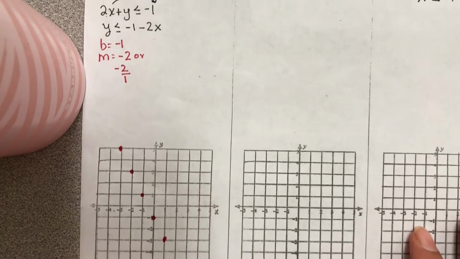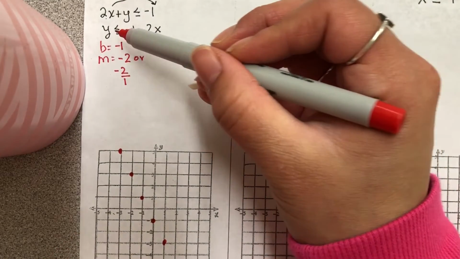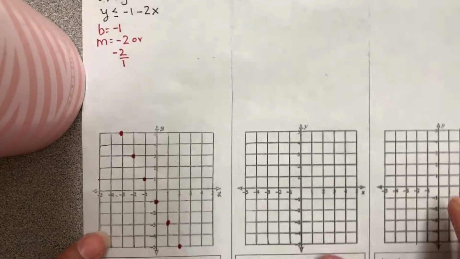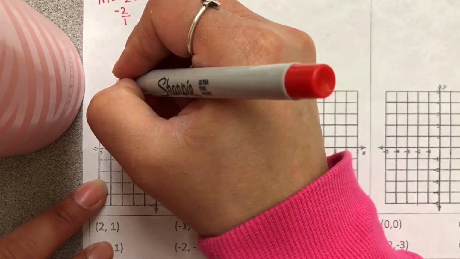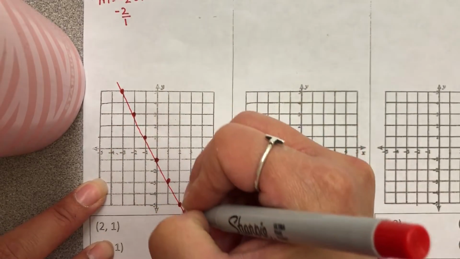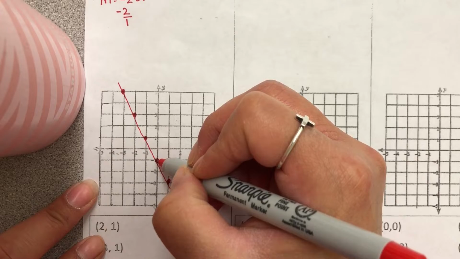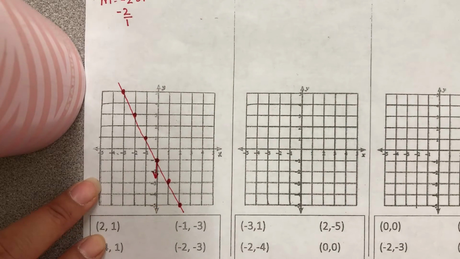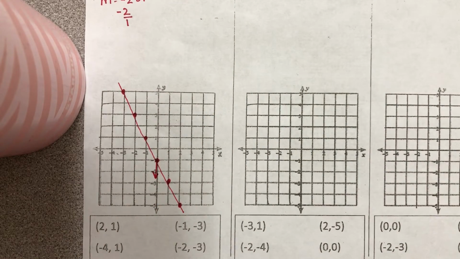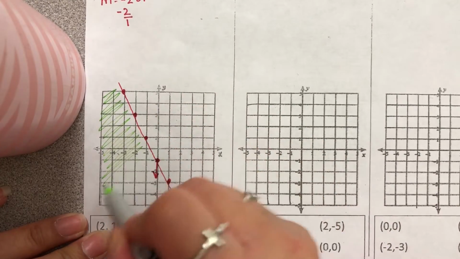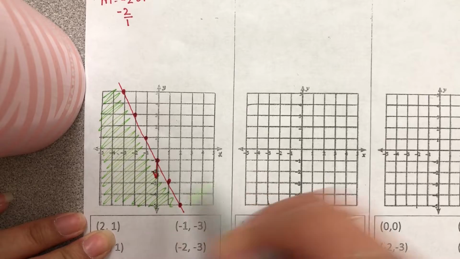And our inequality had the less than and equal to sign. So because of the equal to sign, we're going to go ahead and use a solid line. And less than means we shade below. So I come down here, make an arrow pointing down. That is where I'm going to shade. There it is.